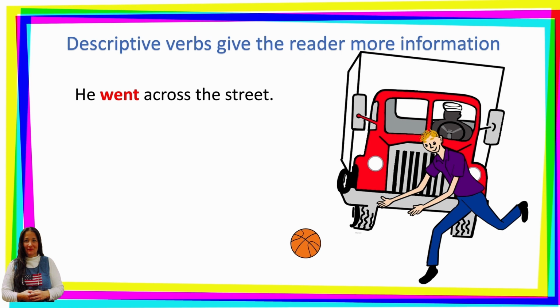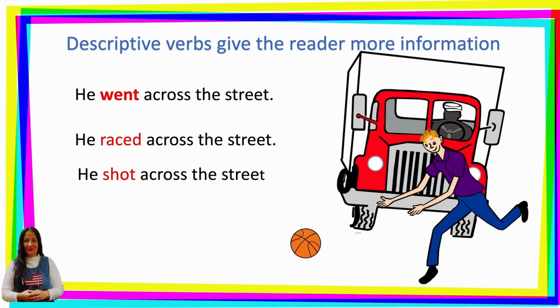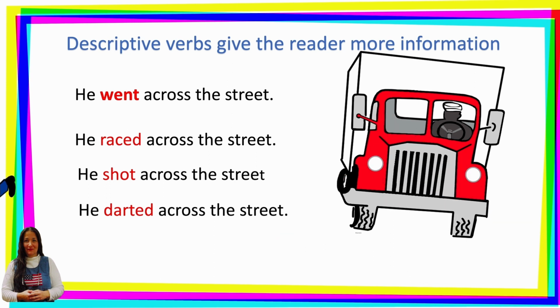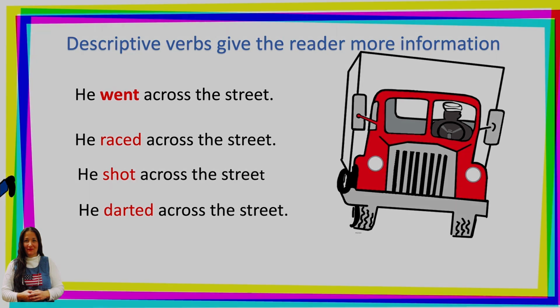He went across the street. Not very descriptive. He raced across the street. Tells you so much more. He did it in a faster fashion. He shot across the street. He darted across the street. A good place to find words for meaning is the thesaurus. You can look up the word went, and it'll give you other words such as raced, shot, and darted to use in place of the word went.